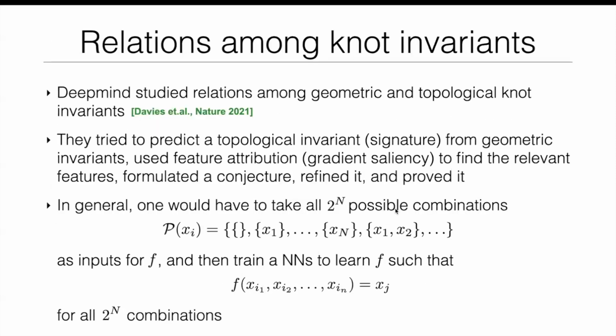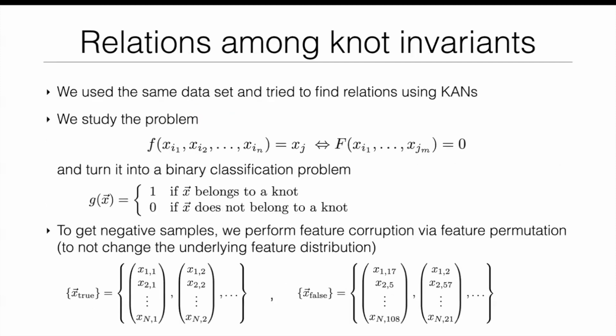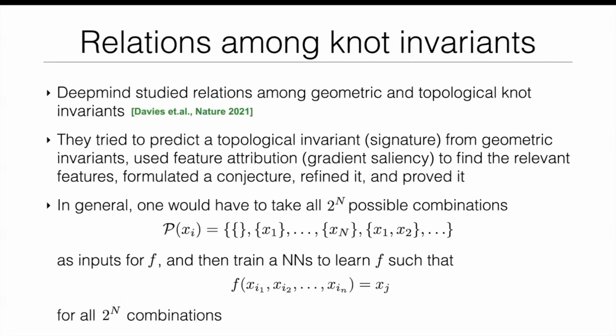So if you wanted to do this in general, or brute force this problem, what you would have to do is take the power set of all inputs, because you don't know which inputs together determine a certain output. And then you would have to train a neural network. So let's say you just give it x1, and then x2, and then x1, x2, and so on, and you try to produce some of the other features. So the power set has 2 to the n combinations. So doing this in general becomes not feasible if you have many knot invariants. So we don't do this.